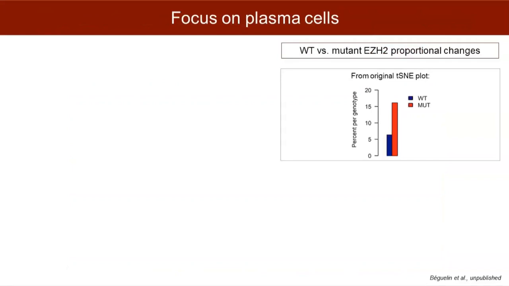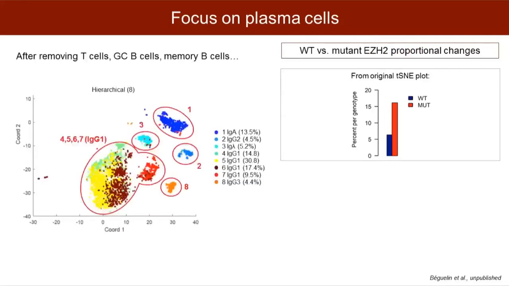Okay, next we focused on plasma cells. From the original t-SNE plot, we observed a clear increase of mutant EZH2 plasma cells. After removing T cells, germinal center B cells, and memory B cells, we identified 8 clusters, whose main differences were the immunoglobulin isotypes.